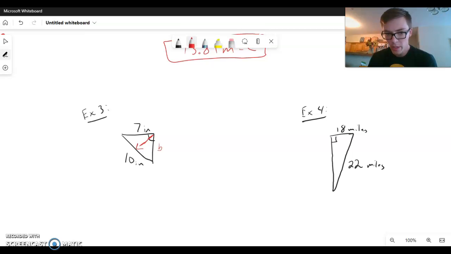So I'm just going to label that as my b value, okay? I just label it as my b. It doesn't matter, a or b, I don't really care. Okay, b is the missing, that's the unknown, right? That's that question. So we're going to use the same thing.